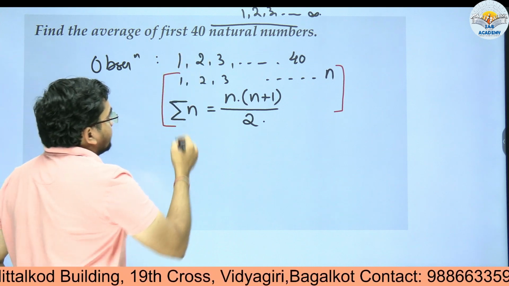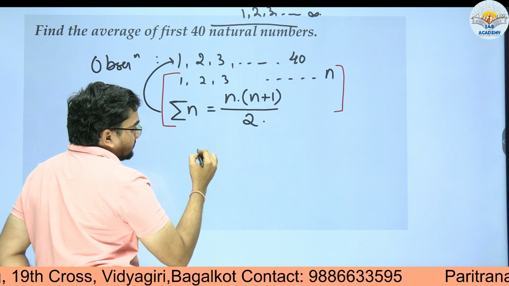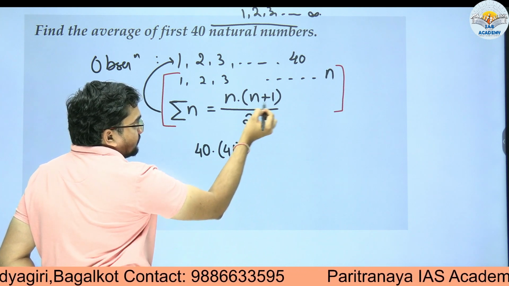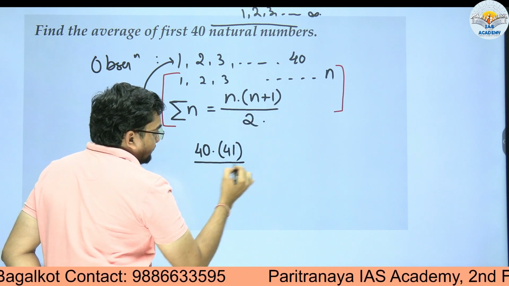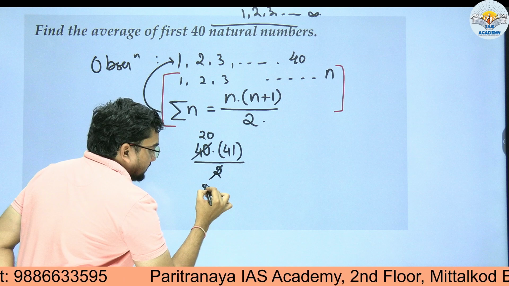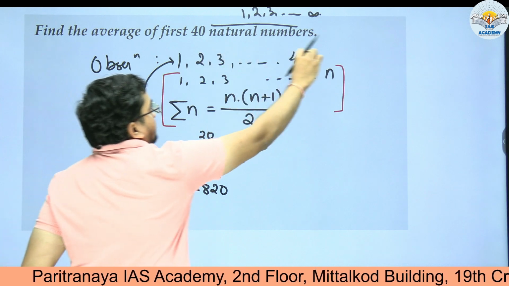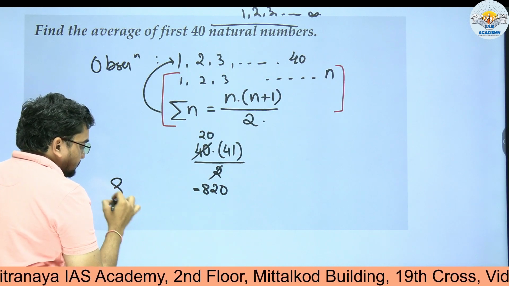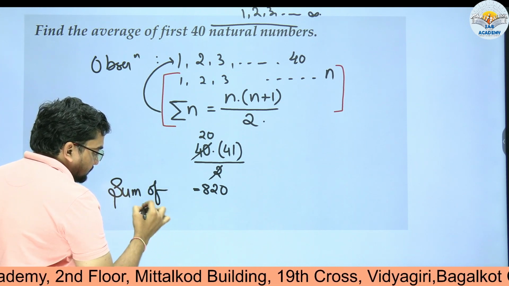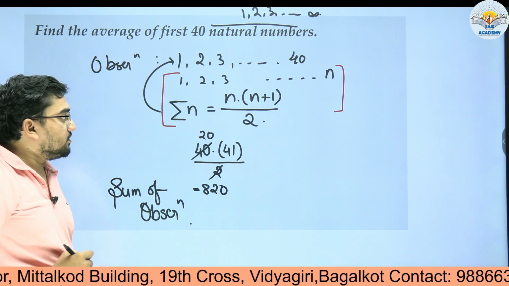If you apply the same formula here, what happens? The final number is 40, so 40 into 41, that is 40 plus 1 is 41, whole divided by 2. The 2 and 40 get cancelled, so 20 into 41. That is 820, the sum of observations. We just found out the sum of observations.